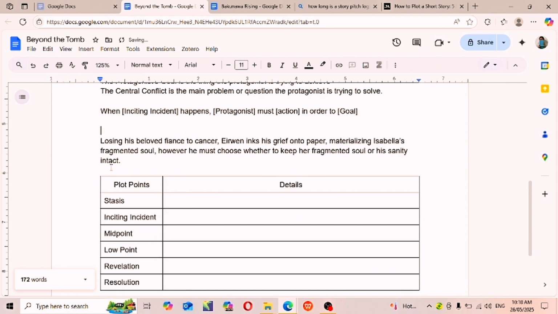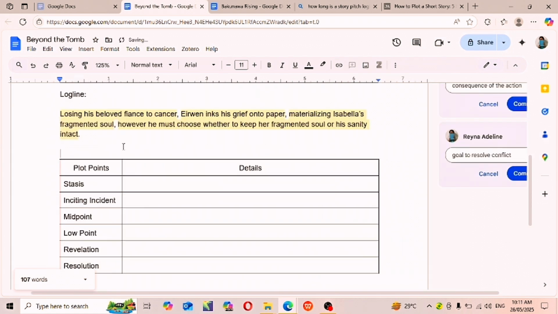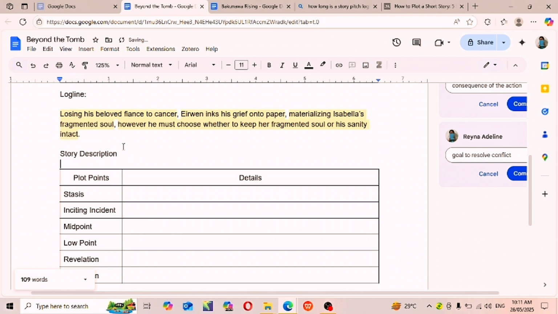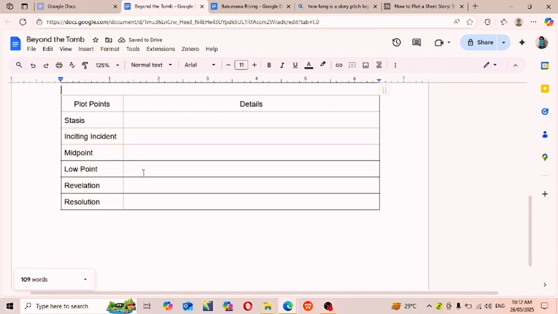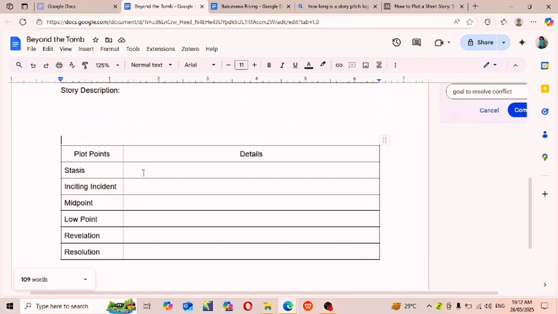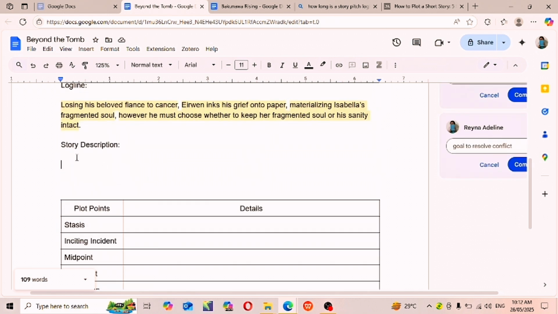That is our logline. I will now be writing the story description. And I also have the story structure here, but I will first start with the story description.